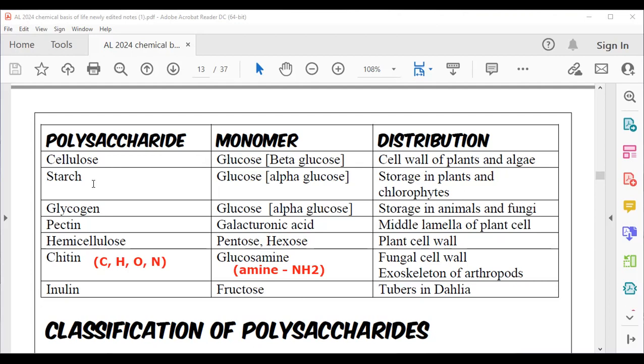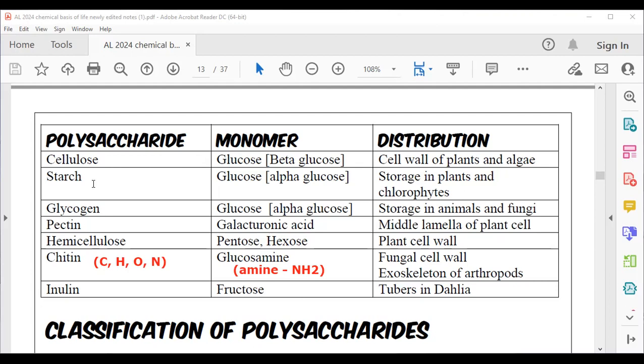The distribution. Cellulose is a structural polysaccharide making the cell wall. Whose cell walls are made of cellulose? Plants. Plant cell wall and the cell wall of algae. Under unit number 3, you will study full detail about algae.